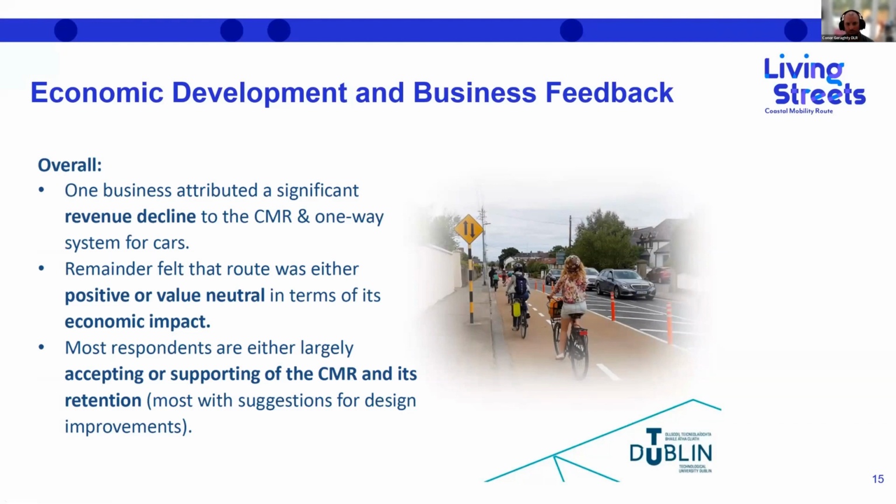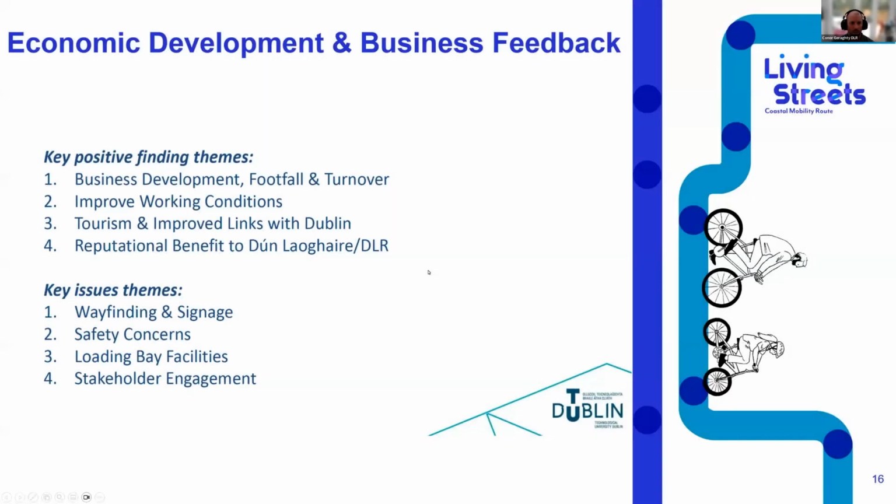In terms of the economic development feedback, one of the businesses along the route reported a significant decline in revenue and credited the one-way system for cars. The remainder of the businesses felt that it was either positive or value neutral in terms of economic impact, but most people that were engaged said that they were either accepting of the route that had been installed or supportive of its retention. And as I'd expect, and including the comments from TU Dublin, most had suggestions for how it could be improved.